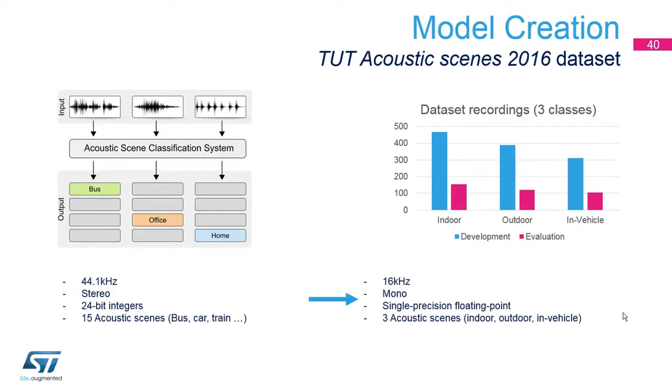It was originally found in the TUT Acoustic Scenes 2016 dataset. This was a competition, and attendees were given the task of classifying the sounds. It had 15 different classes, so for our example, we narrowed it down to only 3 classes. Classes such as bus, car, and train were all merged into one class called in-vehicle. The signal was downsampled from 44 kilohertz to 16 kilohertz, which is the sampling frequency that we'll be using with our microphones, and from stereo to mono.